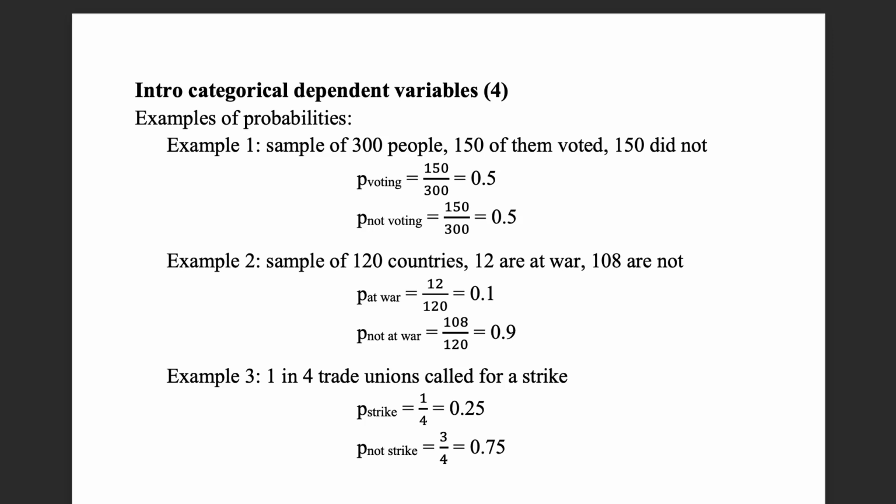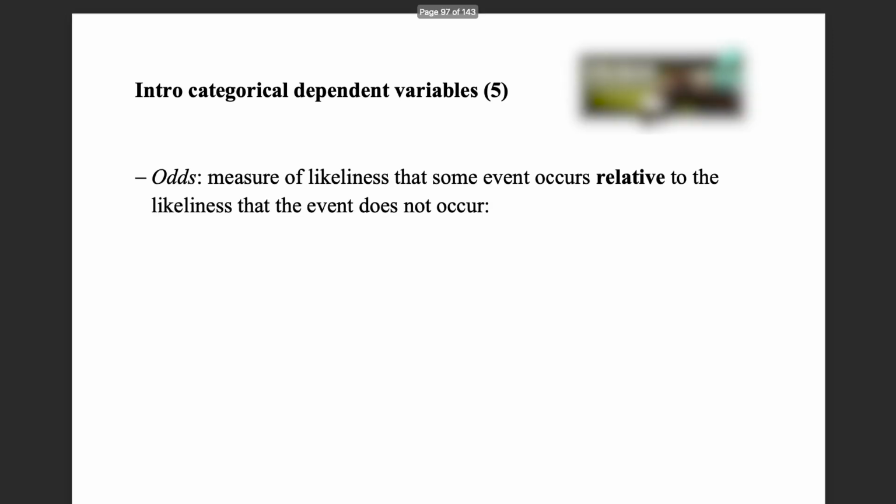Yeah, so considering the at war example, we know that the probability of a country being at war is 0.1, then we know by definition the probability of not being at war is 1 minus 0.1, because that has to be the remaining probability, which works out indeed to 0.9. So that's about probabilities. Now let's go a step further.